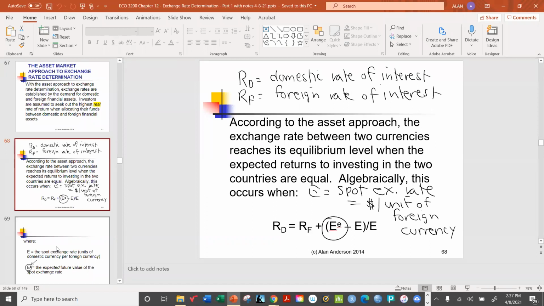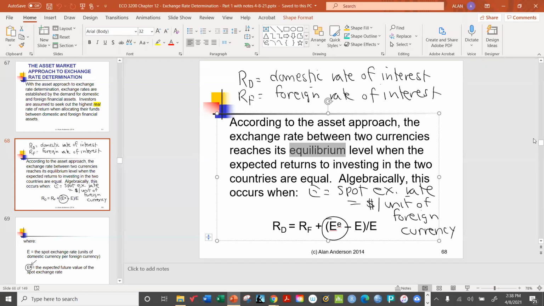So these are more or less risk-free rates of interest. We also have to take into account the current spot exchange rate. And we also have to take into account investors' expectations of where the exchange rate is likely to go in the future. So we're putting together this equation, which shows how the two should be related to each other in equilibrium. The key word here is equilibrium. This is not meant to be an arbitrage relationship.